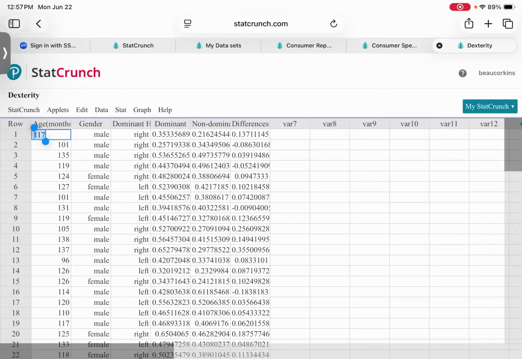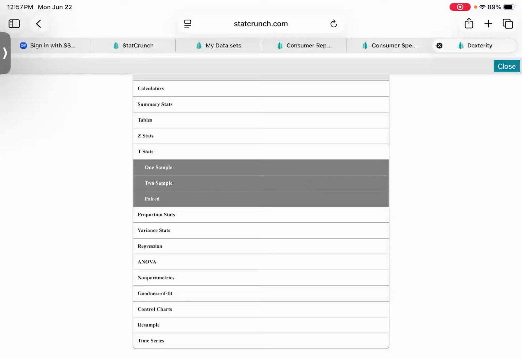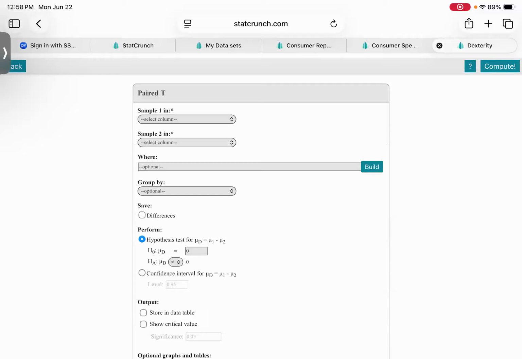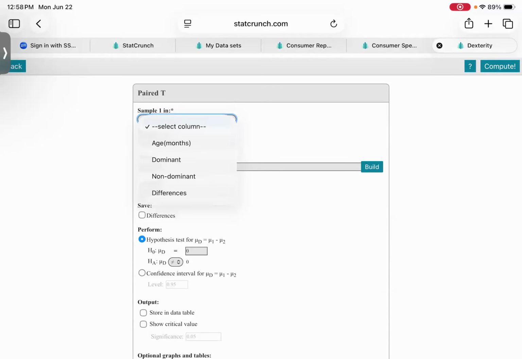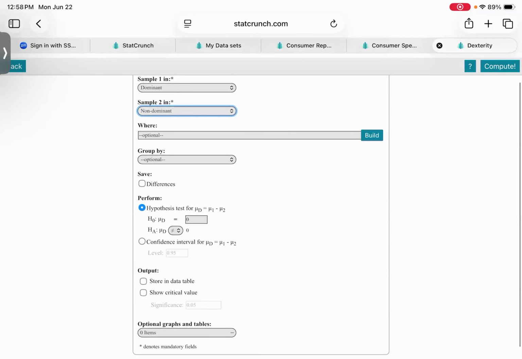So I could do this with one sample, but since we know how to do that, Stat, T-Stats, paired, okay? Paired or dependent, they basically mean the same thing. Sample 1 we identified as the dominant hand, sample 2, the non-dominant hand. Our alternative hypothesis should be greater than, and that's the whole thing. That's why we write our hypotheses before you go into StatCrunch. Do not jump into StatCrunch before you've identified a few things.